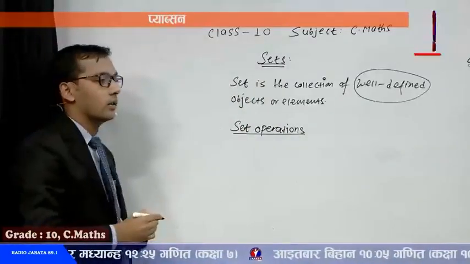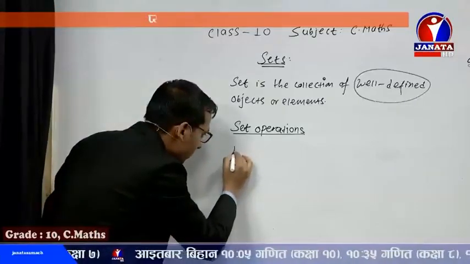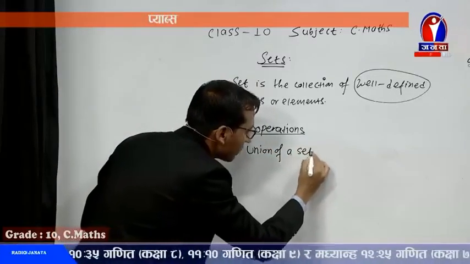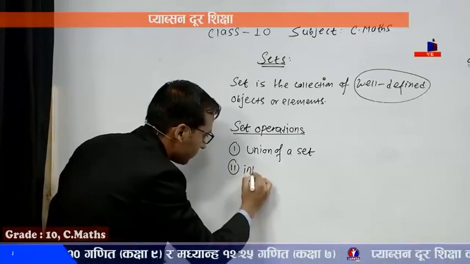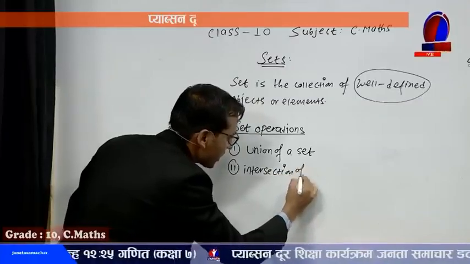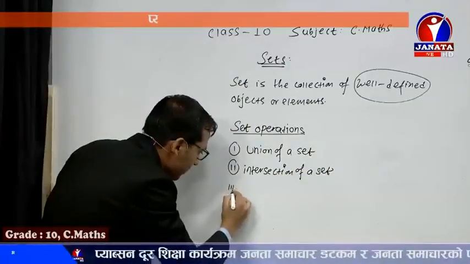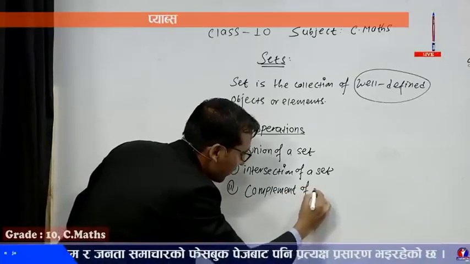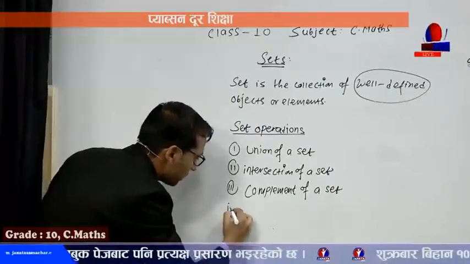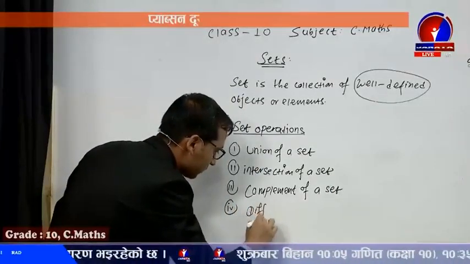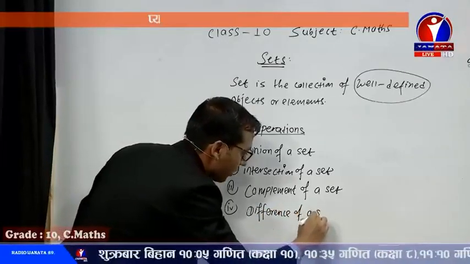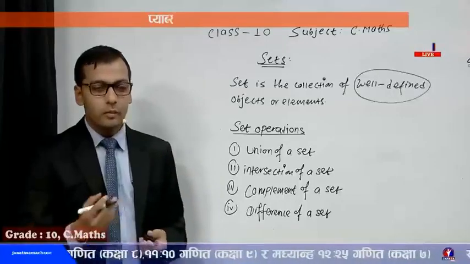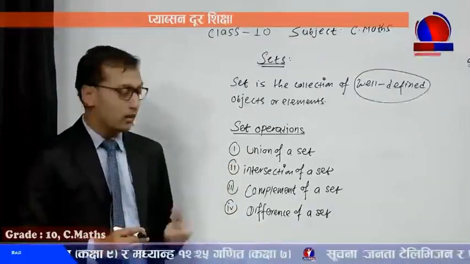So under this topic of set operations, let me write what is the first set operation. It is union of a set. Second is intersection of a set. Similarly, third we have complement of a set, and fourth we have difference of a set. So these are the 4 different set operations that we need to know and learn about.